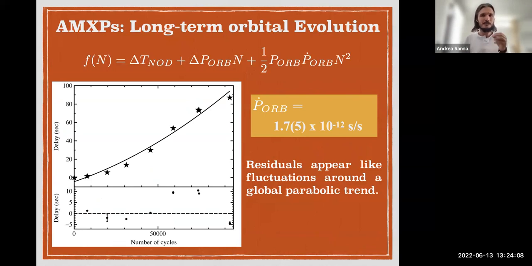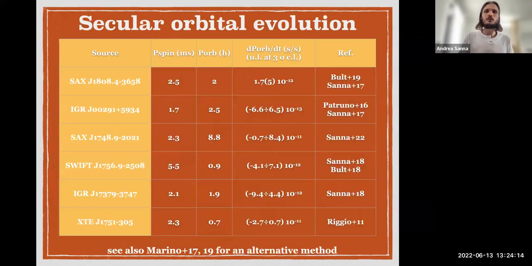Now, do we expect this? Is something that is predicted or not? Well, first, here is a summary of other measurements done for other sources. Basically, we have solid measurements for SAC-J1808 and for another source that is not in this list. For the others, we only have upper limits.